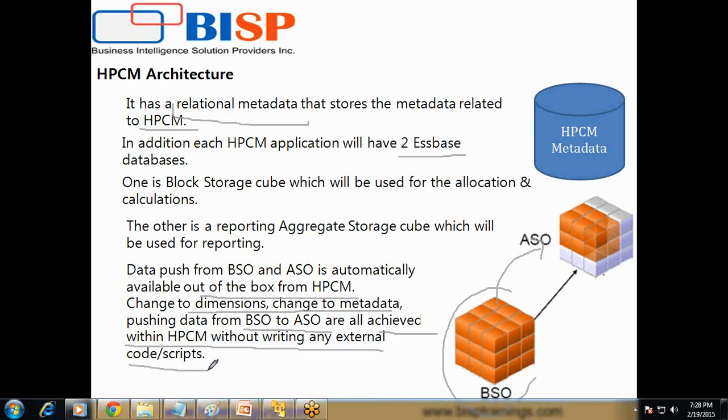And many times people ask whether you could achieve the same thing using Essbase. But given the complexity in Essbase, one has to write maybe 2,000, maybe 1,000 lines of code to do this activity, and it's not very convenient. The maintainability is lost, which you achieve through HPCM. So as shown over here, the diagram uses an RDBMS for metadata, and in addition to this, you use two Essbase cubes.